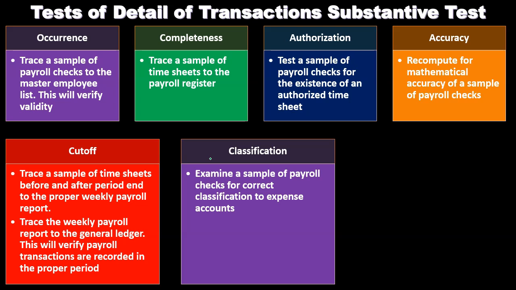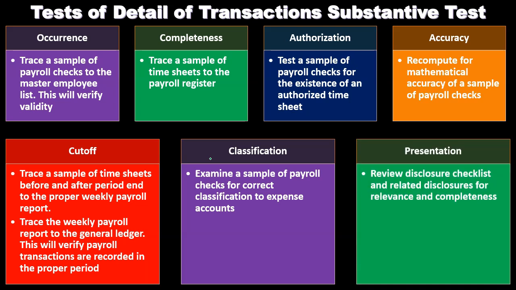So the classification you would think would be fairly straightforward, but it can be a bit more difficult even in the most simplified method. And in a manufacturing company, it could be a little bit more complicated as well, because they're not even all going to be expenses in terms of the payroll expense items. There's going to be classifications within the inventory item as the work is done in order to generate those assets, in order to generate that inventory. Then we have the presentation, review disclosure checklist and related disclosures for relevance and completeness.